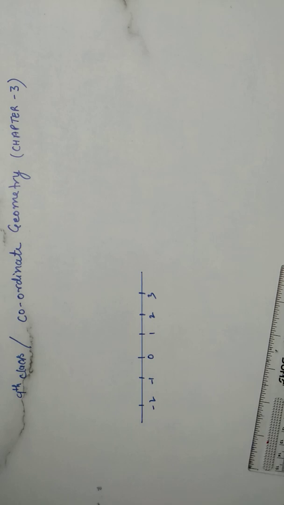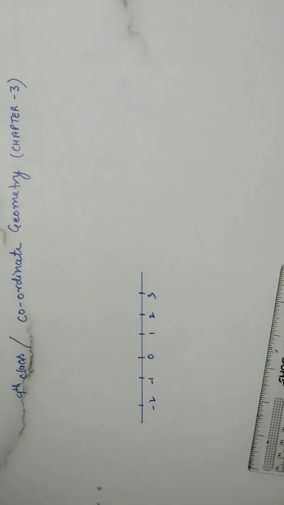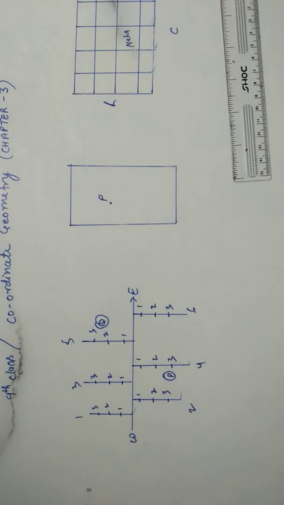Now in this chapter we will learn how to locate a point on a plane. Here we will discuss how to locate a particular point on a plane, or find out the position of a point on a plane. To understand this concept in a better way, first of all we will discuss a few examples.